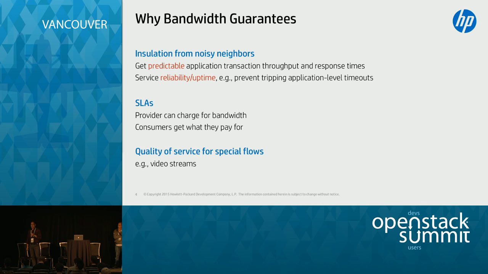So why would you want bandwidth guarantees? For me, the main reason is that we want to provide insulation from noisy neighbors. If you have multiple tenants sharing a network in a cloud, you want to have the property that if one tenant is using a lot of bandwidth in the network, that should not disrupt the application level performance that different tenants receive. So really, I view bandwidth guarantees as a mechanism for providing predictable application level performance, throughput, and response times. And it's really not just a performance issue, it can also be a reliability and uptime issue. If you have such a severe disruption of your performance that it leads to application level timeouts, for example, this can lead to cascading failures and downtime of your service.